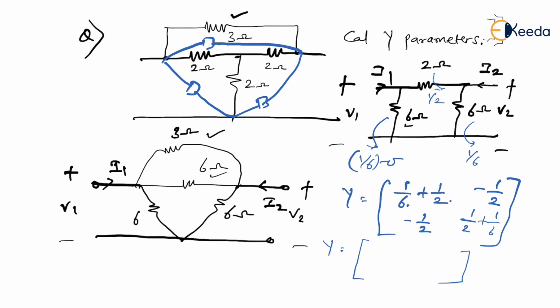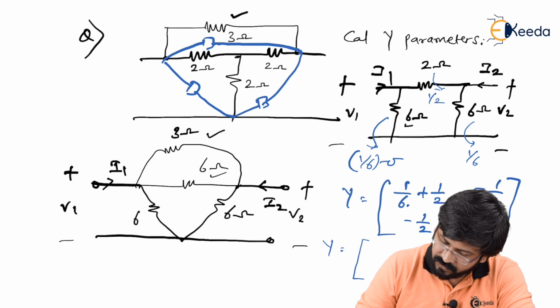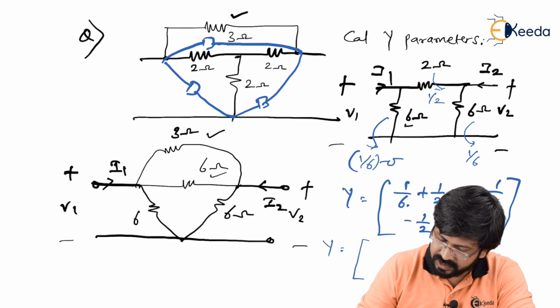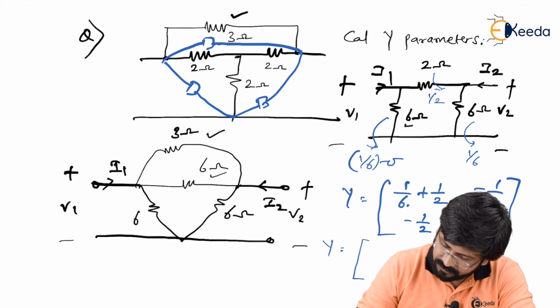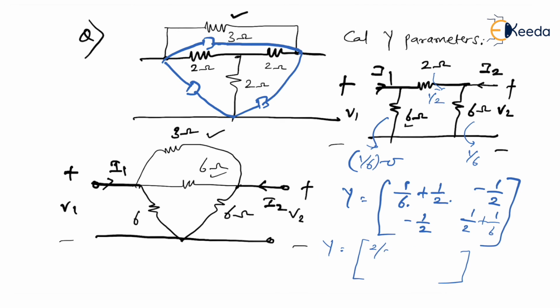Now this is 6 and this is 2. So you need to multiply numerator and denominator with 3. So it will become 4 by 6, and 4 by 6 can be written as 2 by 3. So this can be written as 2 by 3, minus 1 by 2, minus 1 by 2, and 2 by 3. And of course, every element over here is in terms of mho. See how quickly we can actually solve the problem without making it complicated.